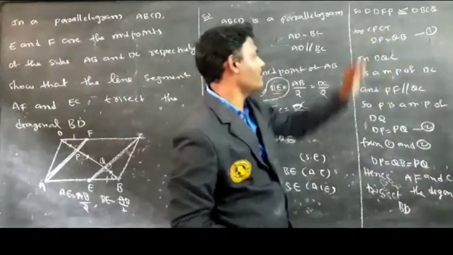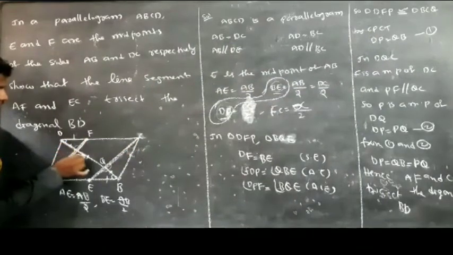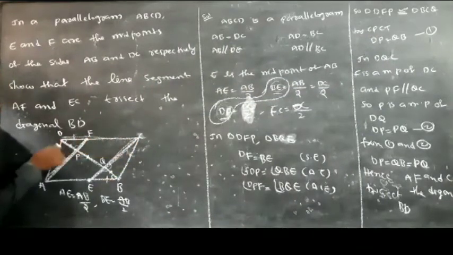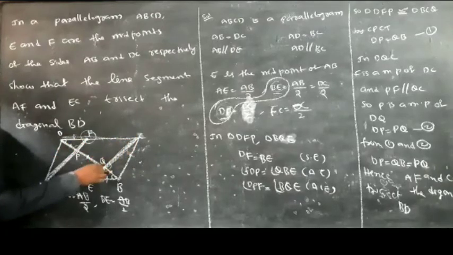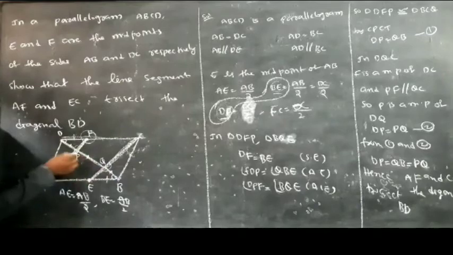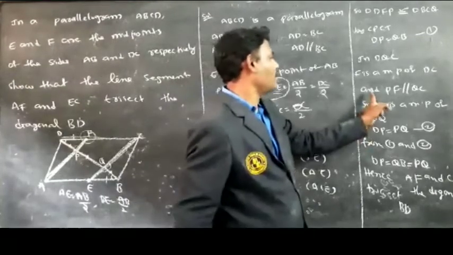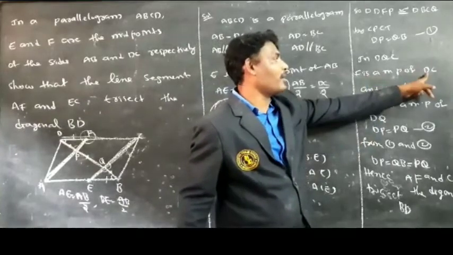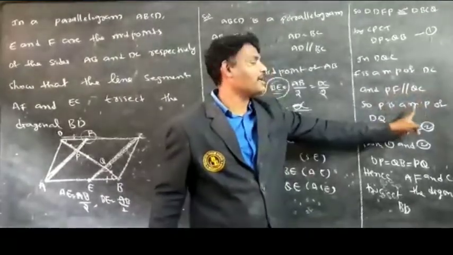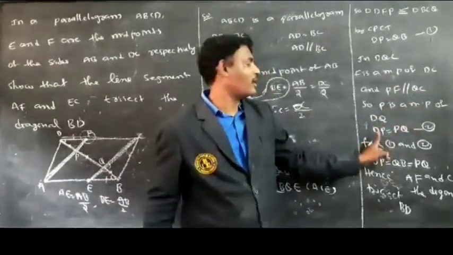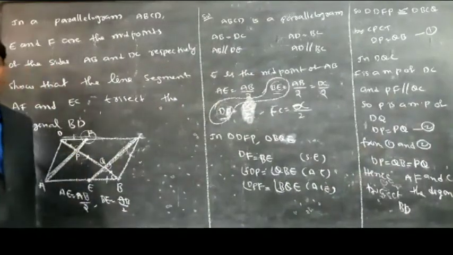In triangle DQC, see, F is a midpoint of DC, and PF is parallel to QC. It means P is also a midpoint, P is a midpoint of DQ. We can write DP is equal to PQ.